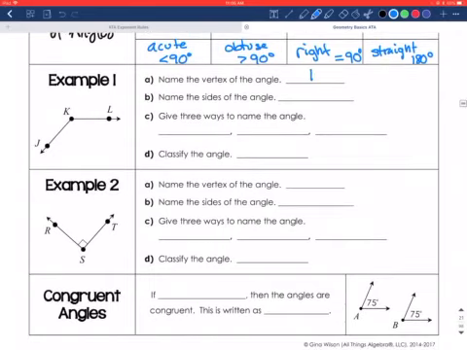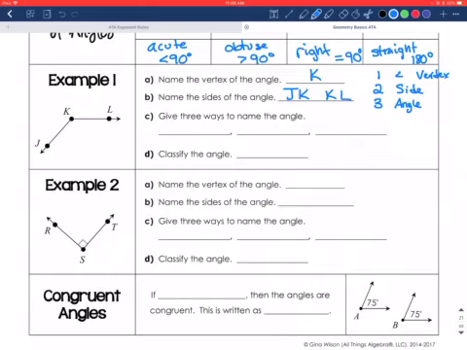So, example 1, name the vertex of this angle. This is K. The vertex is K. The two sides, you're going to use two letters for sides. You always use two letters for sides. So if I give you one letter, that's going to be either the angle or the vertex. If I give you two letters, that's going to be a side. If I give you three letters, that's going to be an angle. It has to be an angle.